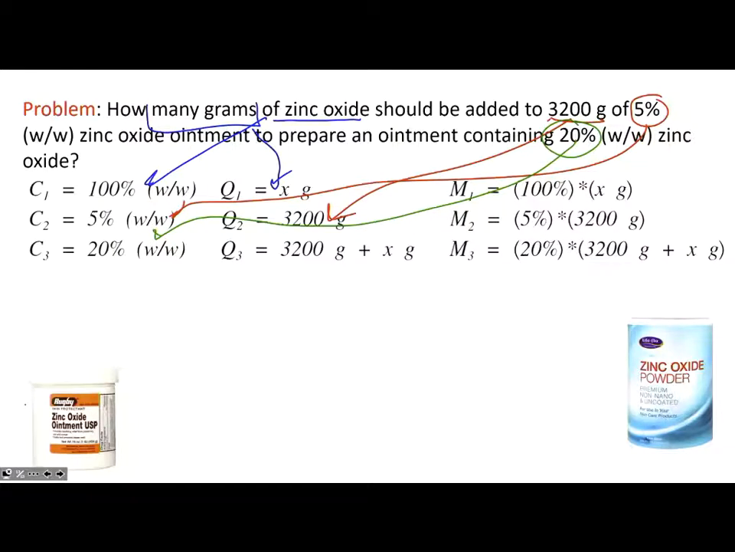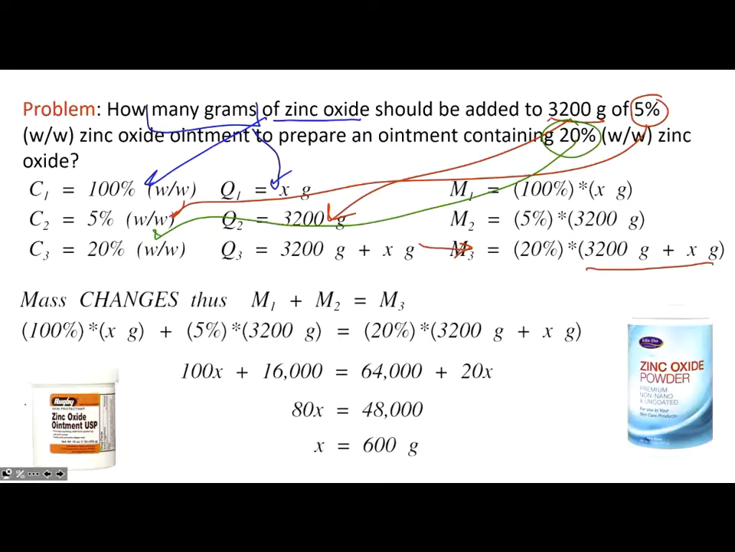They should be pretty straightforward, except this one is a little tricky for some people. Again, C1 is 100% times X. C2 is 5% times 3,200. Those are pretty straightforward. Mass 3, I should have said masses there. Mass 3 is the 20% concentration times its quantity, which is 3,200 grams plus X grams. Don't forget that. It's that quantity. This is what I'm saying is a little bit trickier. That Q, you need to carry that over. Now, just solving it, though, is pretty straightforward.